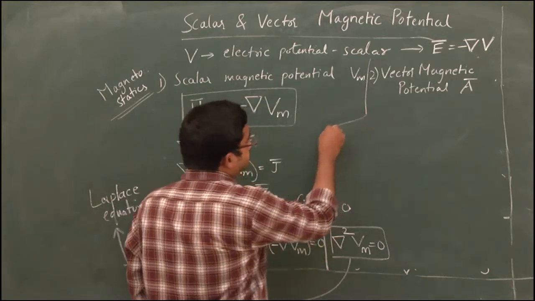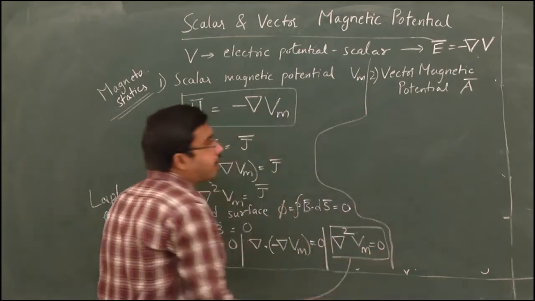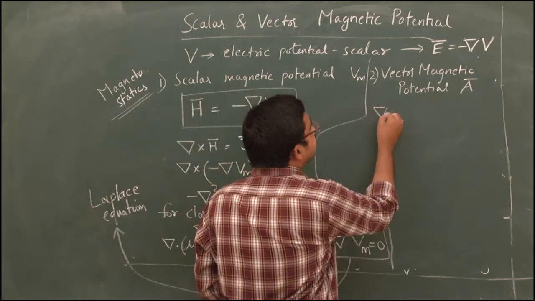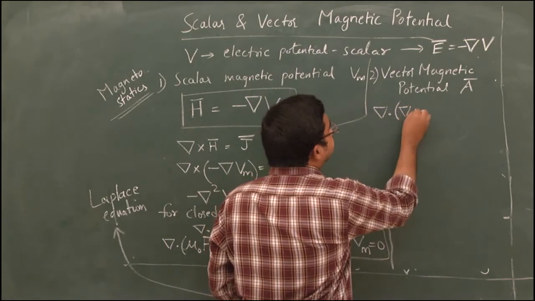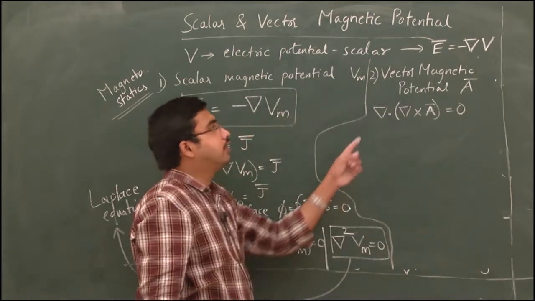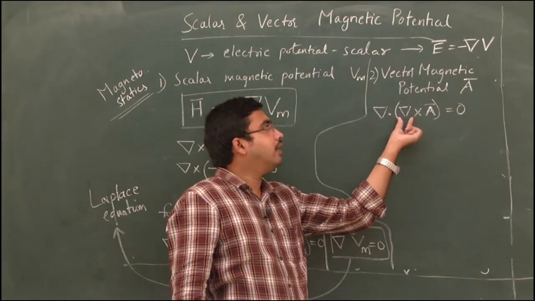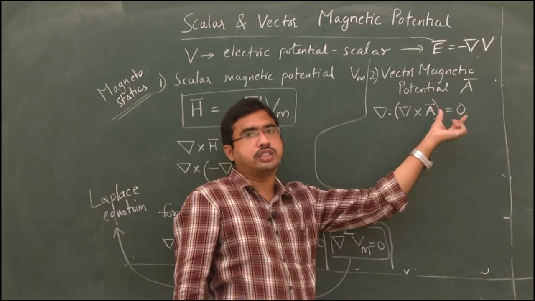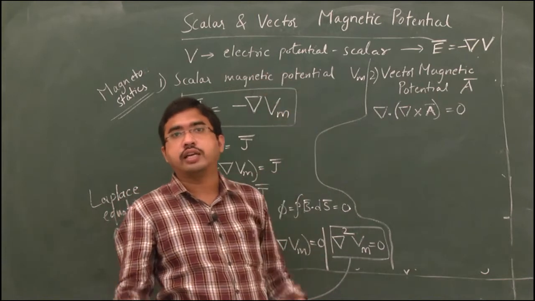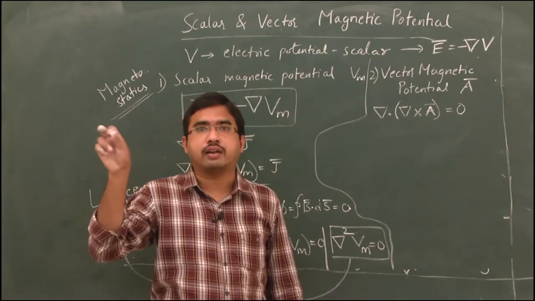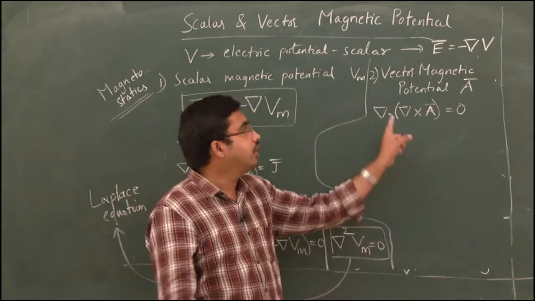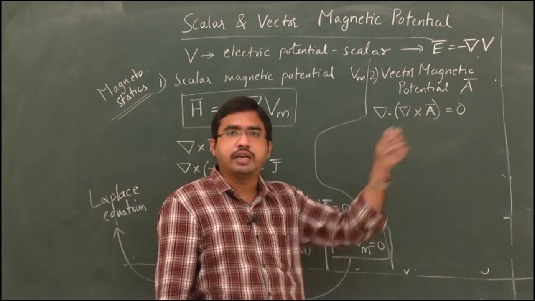Next, according to the vector operators, we can say that del dot del cross A bar is equal to 0, because the cross product of del with this vector magnetic potential is taken as 0, because in our previous Maxwell's equation we have written that del cross E bar, vector electric field intensity, is taken as 0. So here also del dot del cross A bar can be written as 0.